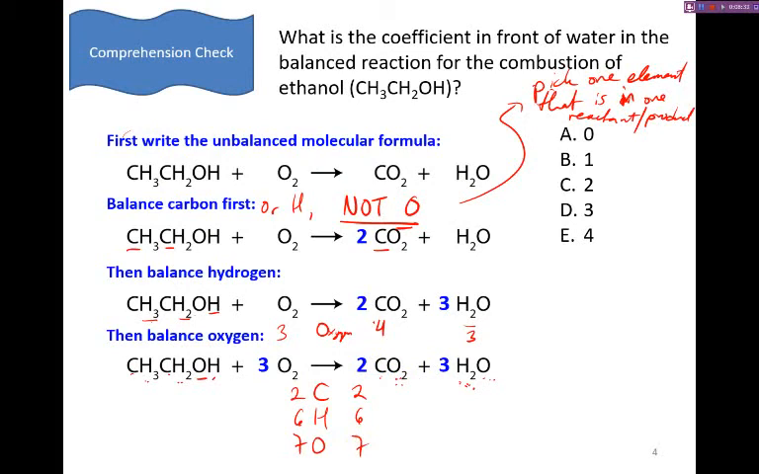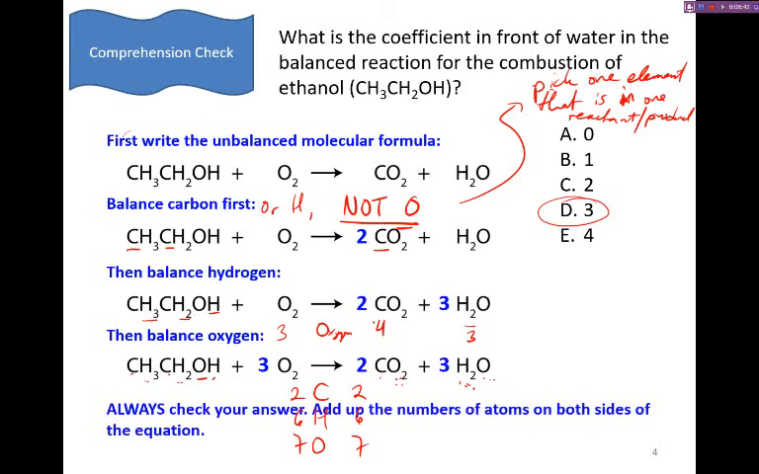7. So now we know that we're balanced, which means then that the coefficient in front of the water is going to be 3. Always double check your answer. Make sure that the numbers on both sides add up in the equation.